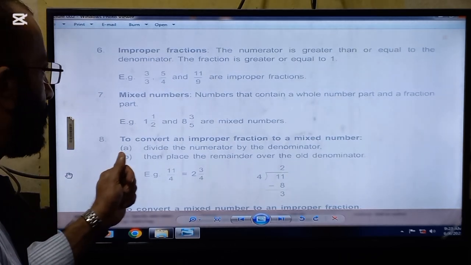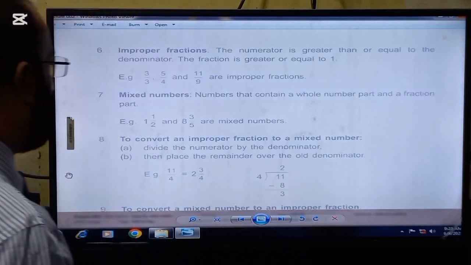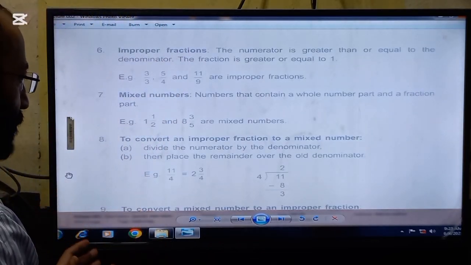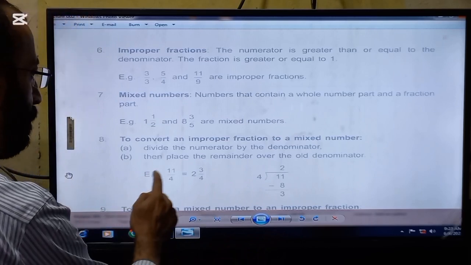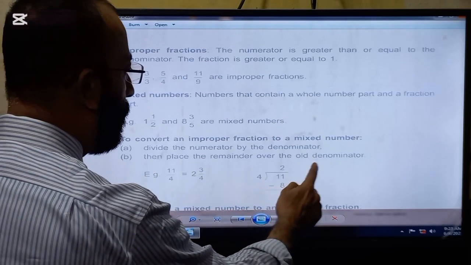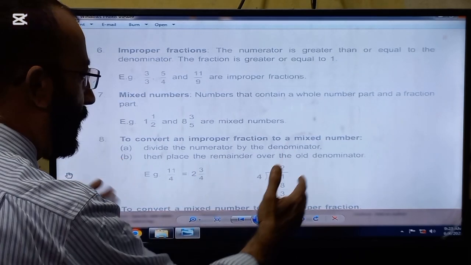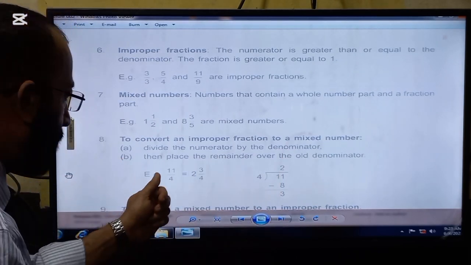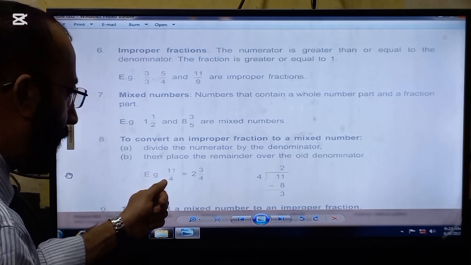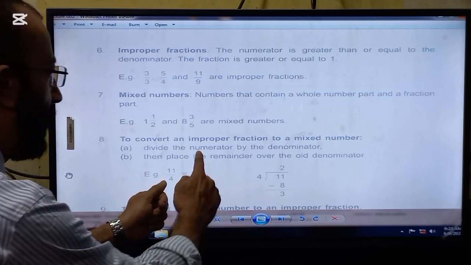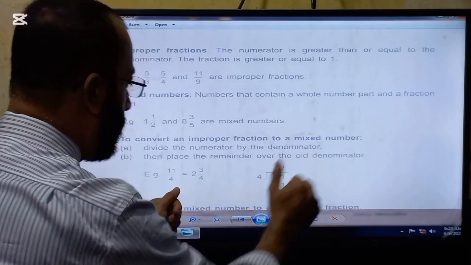Next concept is to convert an improper fraction to a mixed number. The steps will be: divide the numerator by the denominator and then place the remainder over the old denominator. So we are going to explain this through an example. For example, 11 by 4. First, look at the fraction. Numerator is greater than the denominator. So this is called an improper fraction, which is going to be converted into a mixed number.